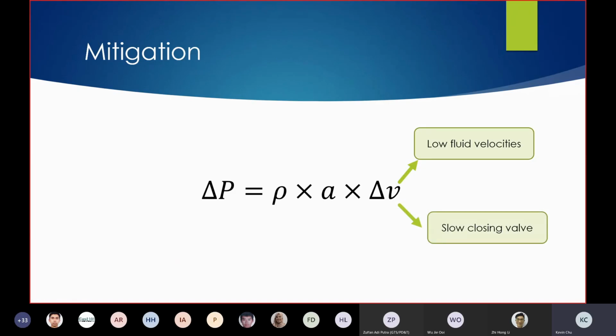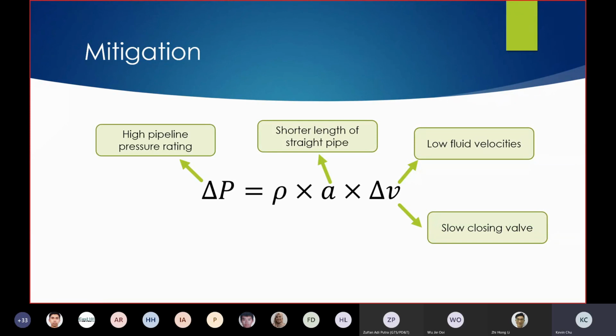We also can reduce the wave speed, which is the A term here, by using a shorter length of straight pipe. So how do we do that? We can add more elbows to the piping. This can reduce the wave speed significantly.